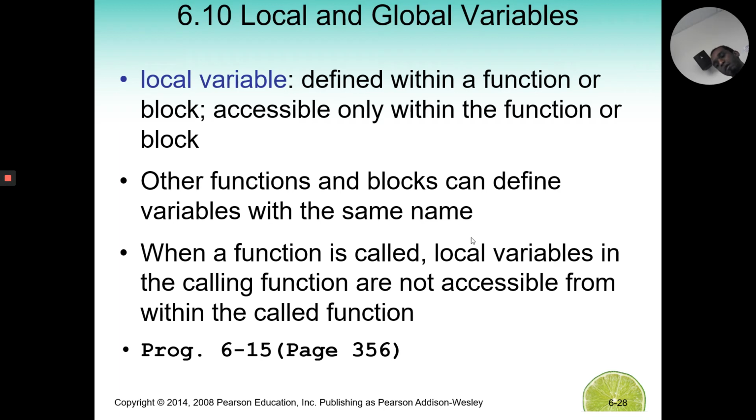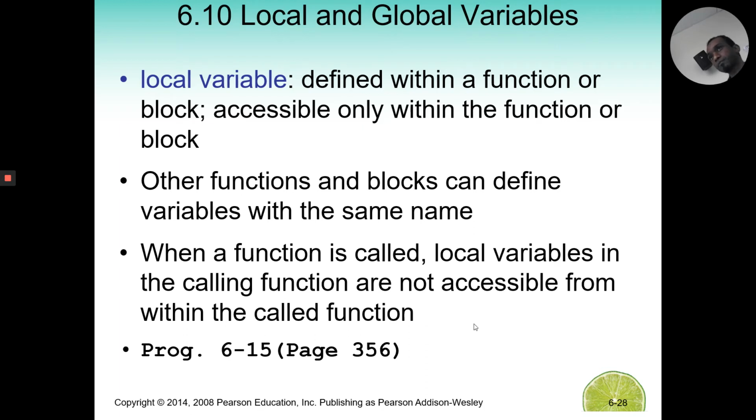So we have local and global variables. A local variable is defined within a function or a block, and is accessible only within that function or block. Other functions and blocks can define variables with the same name. When a function is called, local variables in the calling function are not accessible from within the called function. This is called the scope.